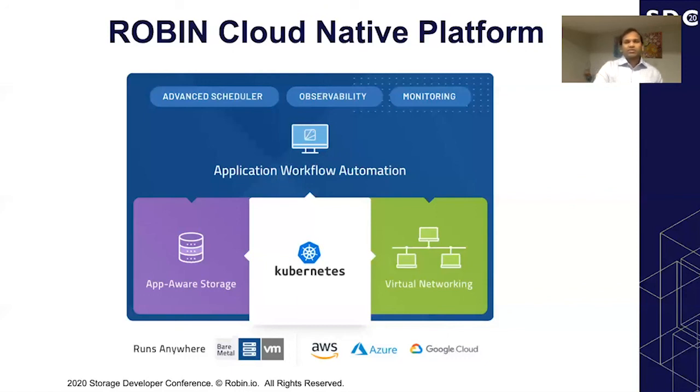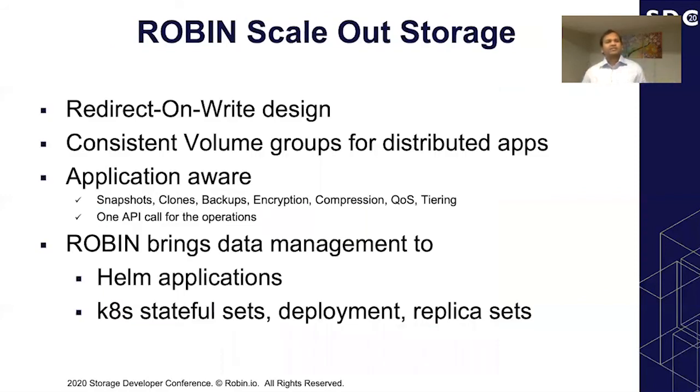Let's go into a little more detail on the app-aware storage. The design is based on a redirect-on-write design, the way it writes the IOs, and it enables us to take very quick snapshots even for distributed applications. And we have a concept called consistent volume groups for each application. For the Kubernetes objects, we look at which PVCs are associated with it, we form a volume group, and we take an application snapshot of those particular volumes in one shot.